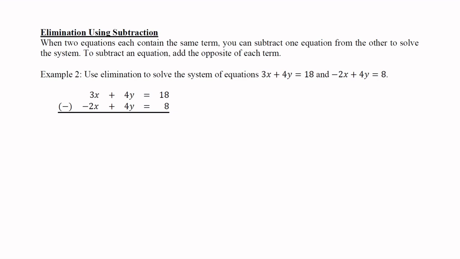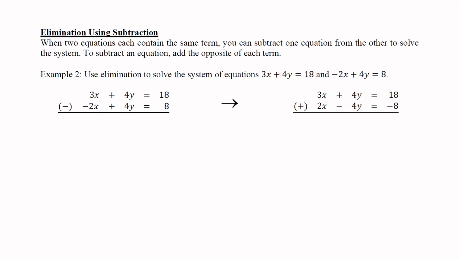Remember, subtracting is like adding the opposite. So I'm going to change from subtraction to addition, and I'm going to flip the sign of every term in my second equation. So negative 2x becomes positive 2x, positive 4y becomes negative 4y, and positive 8 becomes negative 8. Because subtracting negative 2x is the same as adding 2x.